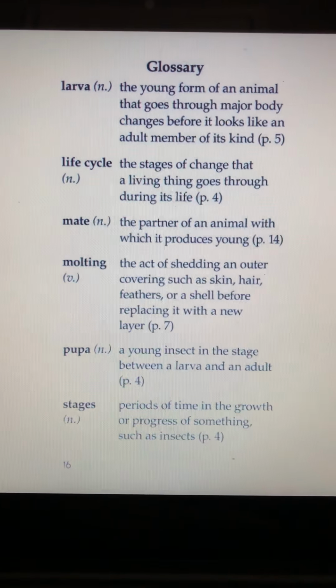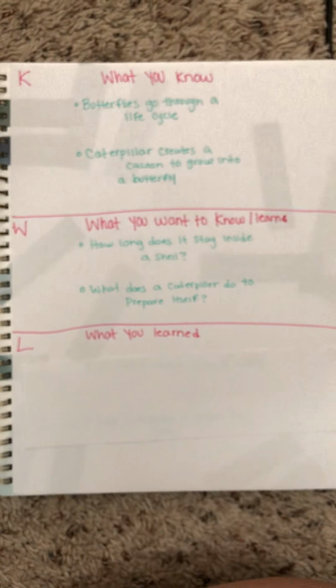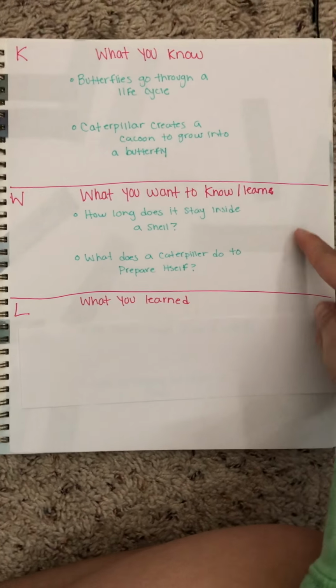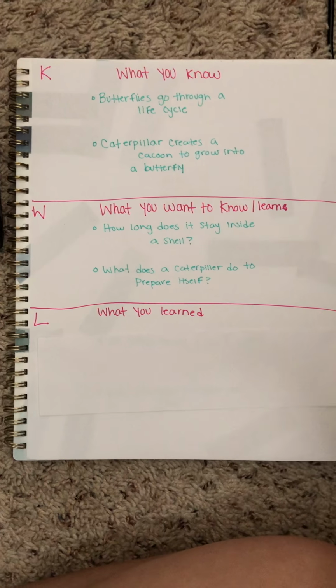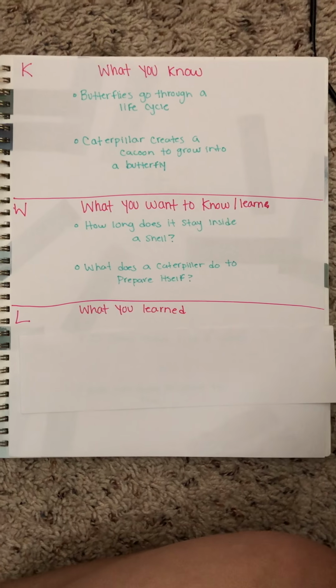So make sure you pause your video and do the last part of our chart, so what you learned. Try to see if you were able to answer your questions, and if you weren't able to answer your questions, then write 1 to 2 things that you didn't know about the butterfly or its life cycle before reading this book.